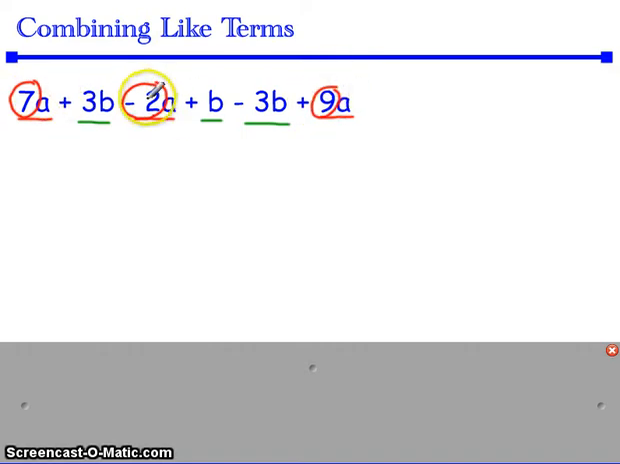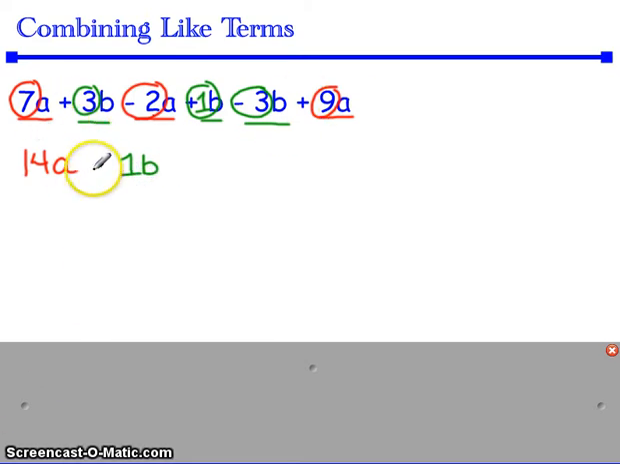So 7 minus 2 is 5, plus 9 is 14. So that means that what we have in total are 14 a's. For the b's, we have a 3, and then there's nothing in front of this b, so that means it's a single b. So that's like it has a coefficient of 1. That's understood to be there. And then this b has a coefficient of negative 3. Remember that minus sign sticks onto the coefficient. So we've got 3 plus 1 is 4, minus 3 is 1. So that's 1b, or you could just write a plain b.